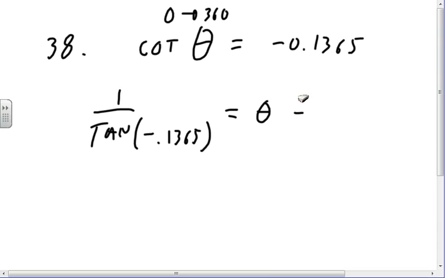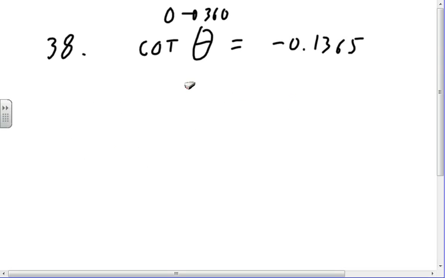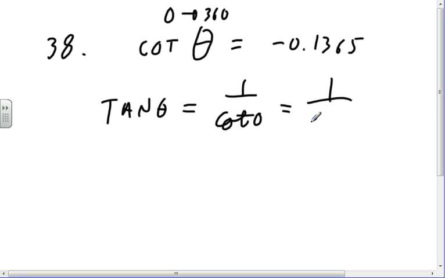Oh, I'm confused. Let's start over. Okay, so I have this, right? All right, so the first thing I'm going to do is find the tangent of theta. The tangent of theta is 1 over cotangent, which is 1 over minus 0.1365. So that's the first thing I'm going to find.